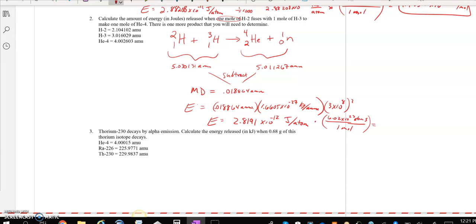So this is per 1 mole of anything. Multiply that out, and you get 1.6971 times 10 to the 12th joules per mole.